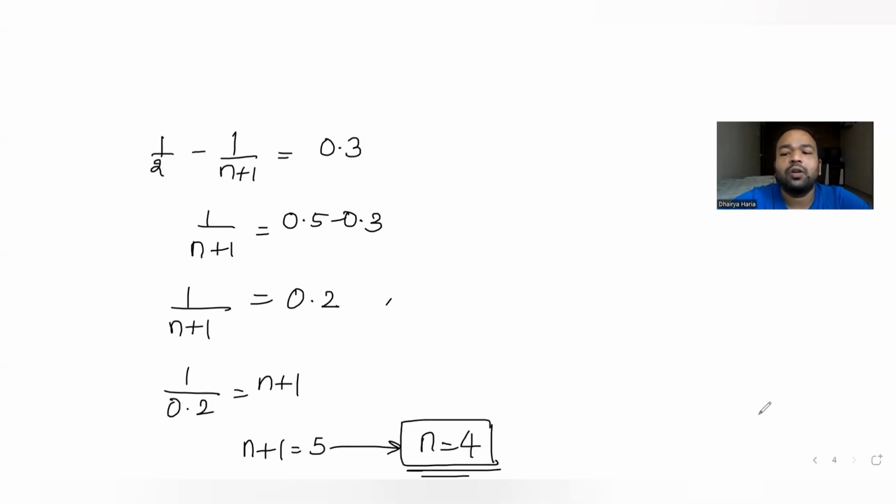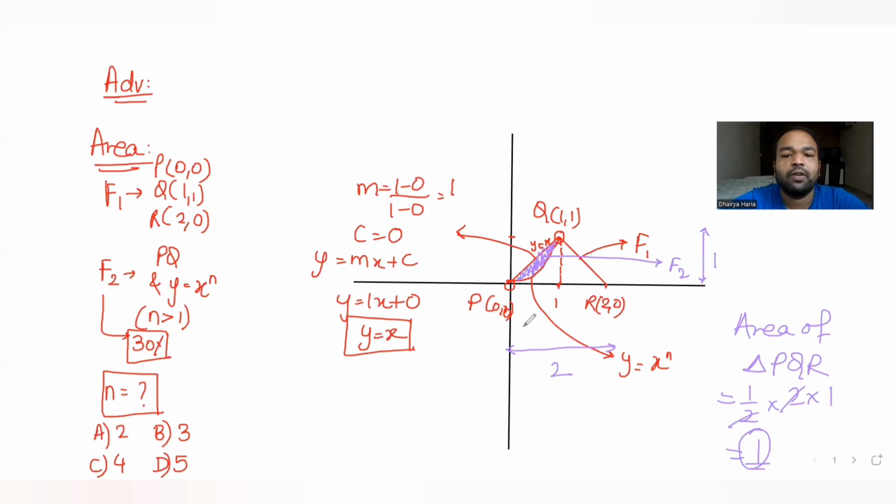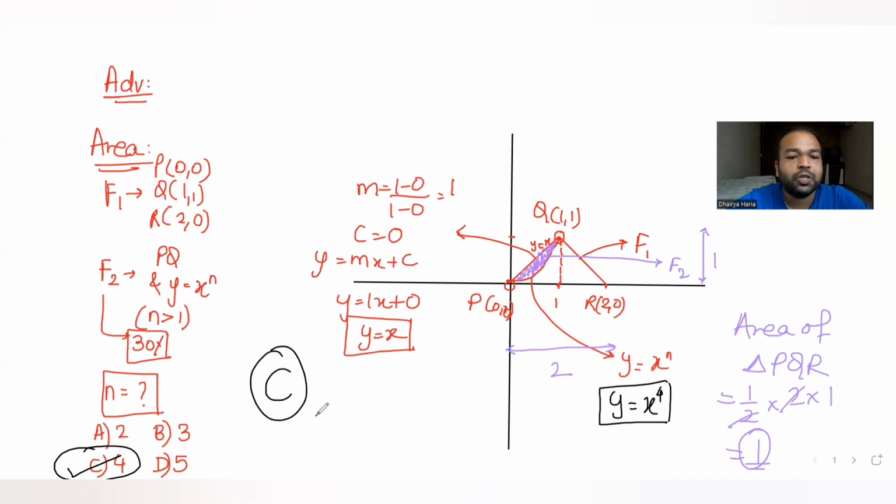So when you have the two curves known already, one was y equal to x, the other was y equal to x raised to n, we get the value of n as 4. So this curve is nothing but y equal to x raised to 4. So the correct answer for the question, the value of n that comes out to be 4, the correct option in this case is option C.